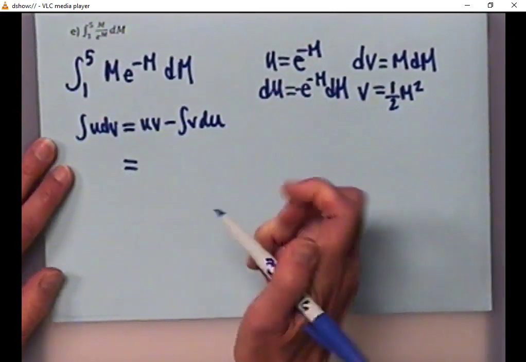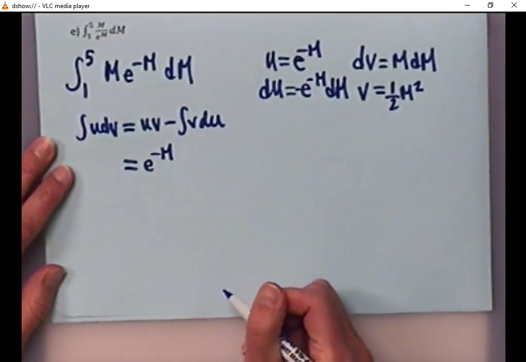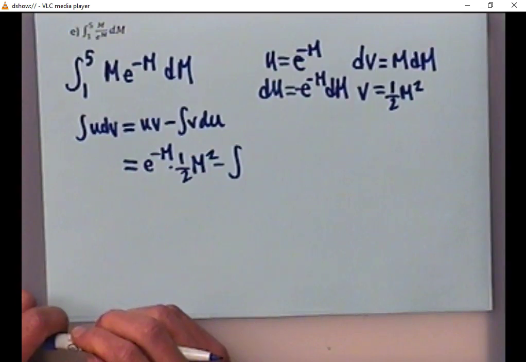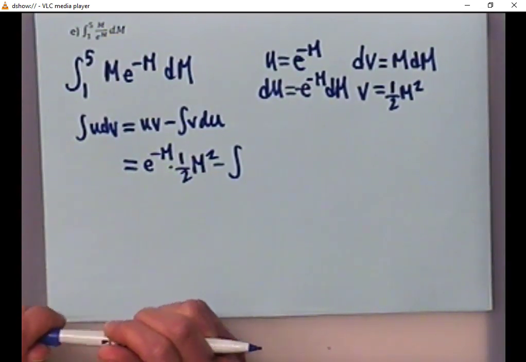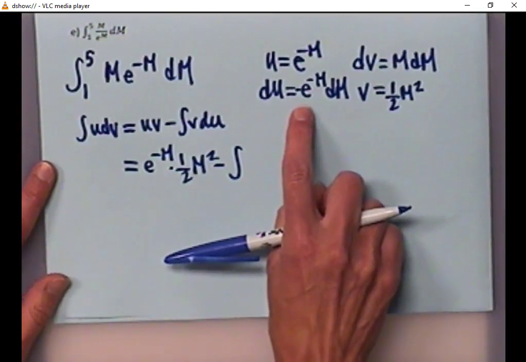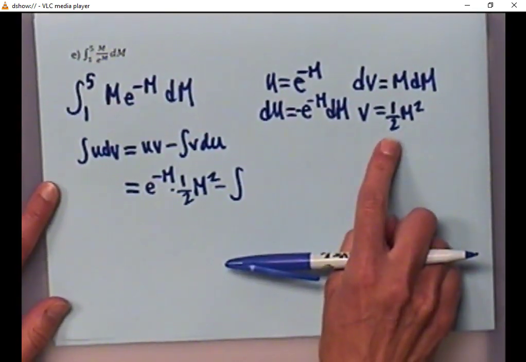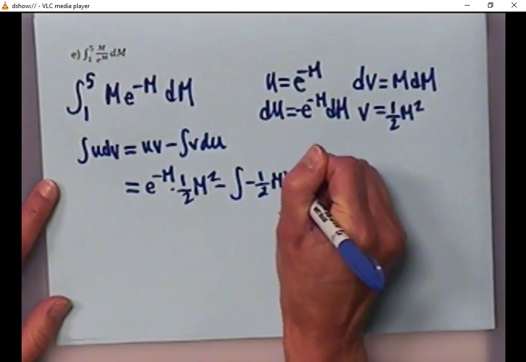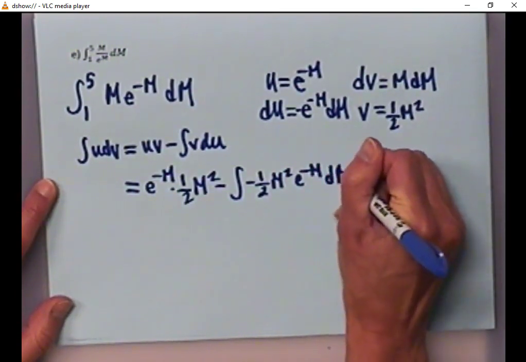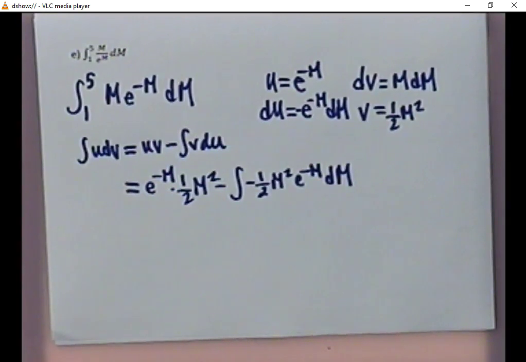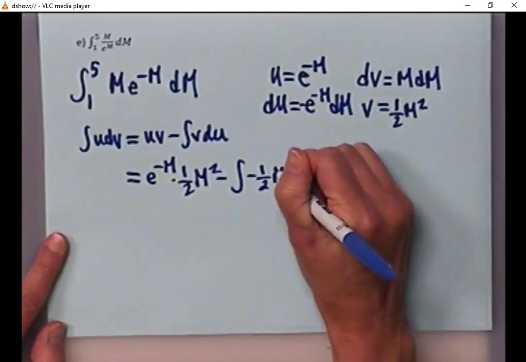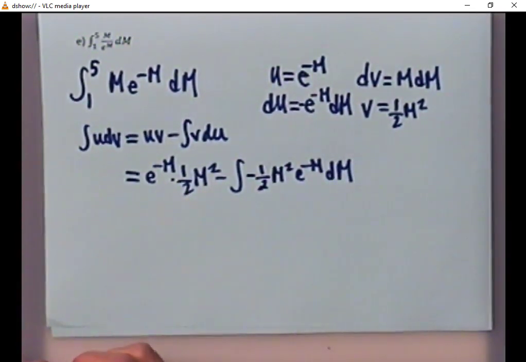So filling in those pieces, you have e to the negative m times 1/2 m squared minus the integral of, what's the new integral going to be? It's going to have a negative e to the negative m and the 1/2 m squared, right? So negative 1/2 m squared e to the negative m dm. Are you getting nervous at all? Because I am, because how am I going to integrate that? Does that even look like something I can integrate?